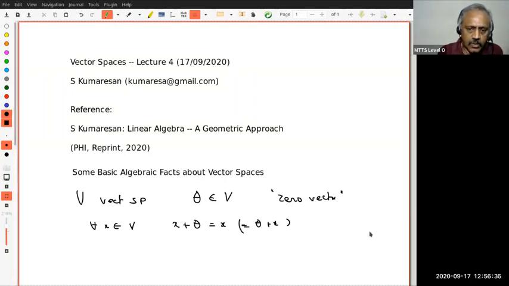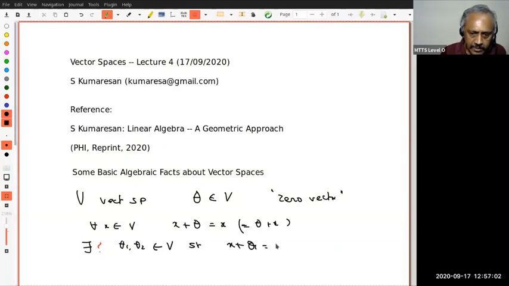Now, what we want to say is, suppose V is a vector space. Can two such zero vectors exist? That is, whether there can exist two elements theta 1 and theta 2 in V, so that x plus theta 1 is x and it's also equal to x plus theta 2. This must be true for every x in V. So I want to say such a theta is unique.